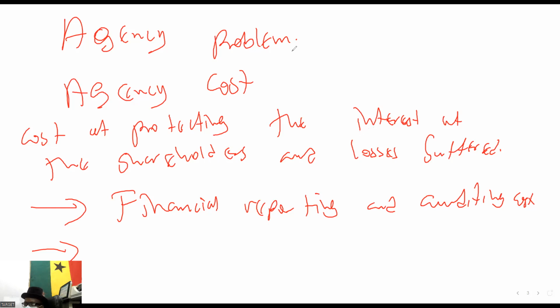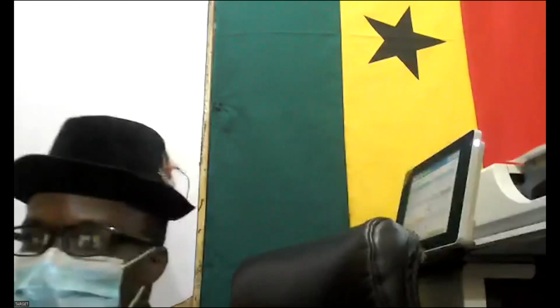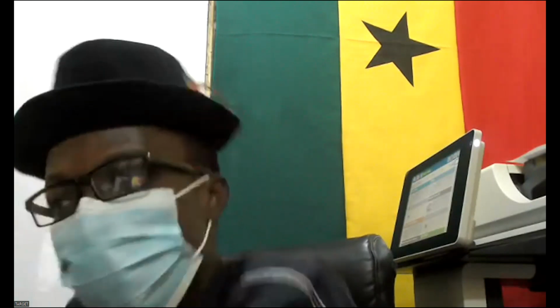Sole traders don't need to worry themselves about account preparation, except in a few situations where they may be required to produce some statements. So sole traders are not necessarily required to have auditors and so on. It's because the owner and the manager is just one person. That is it.